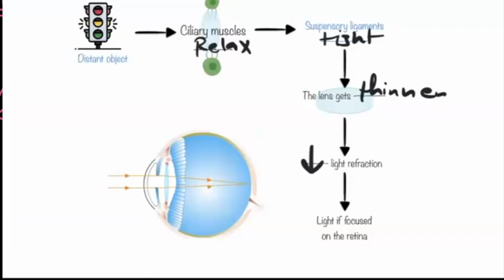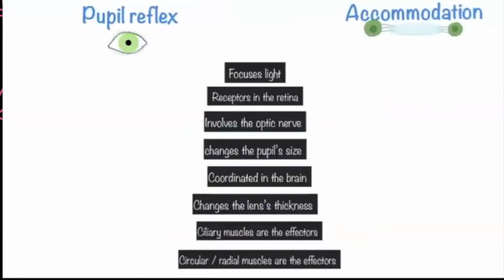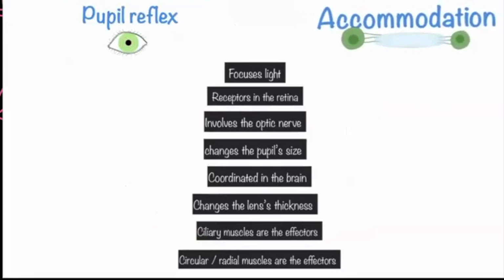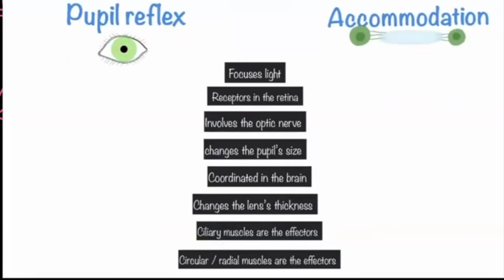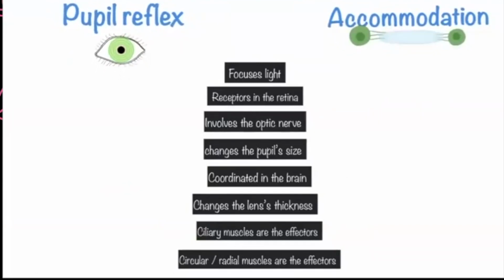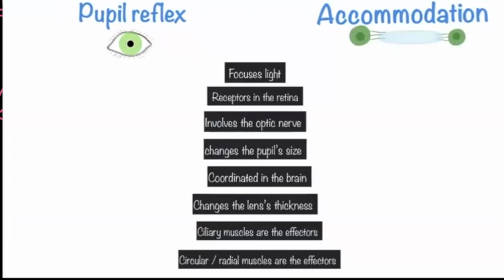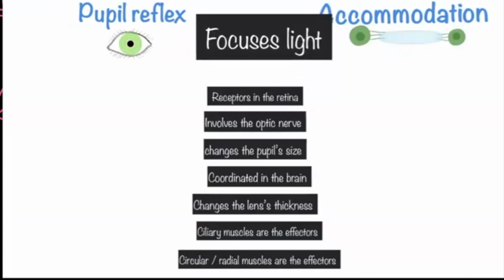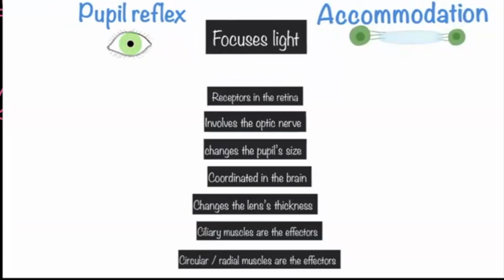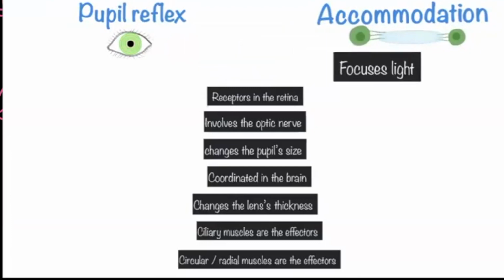Okay? Is this clear? Let's make a quick comparison between the pupil reflex, the one about light and dark, with accommodation, which is the one about the distance. Again, the pupil reflex is meant to change the size of your pupil. Accommodation is meant to change the thickness of your lens. Okay? So again, the one to focus is accommodation, right?